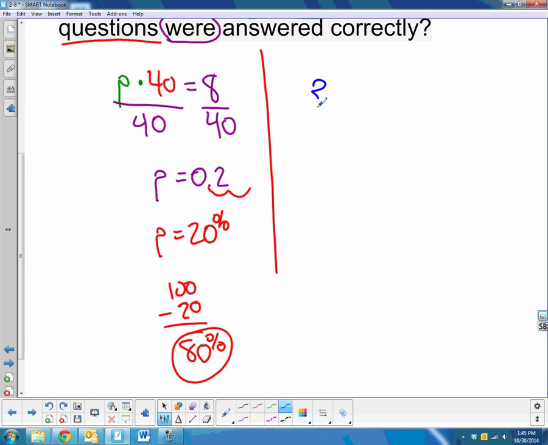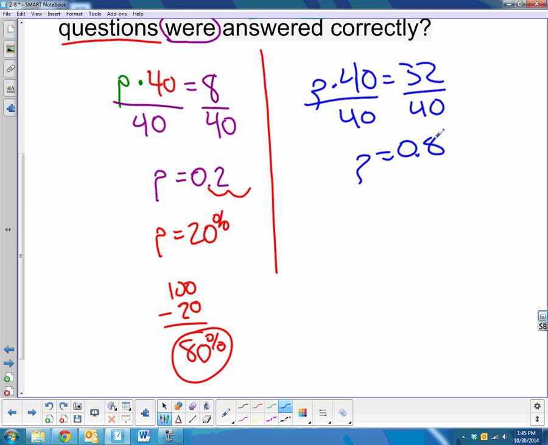So it should have been P times 40 equals 32, because I got 32 correct. Divide both sides by 40. We get that p equals 0.8. If I move the decimal 2 to the right, I end up with p equals 80%. And sure enough, that does work out the way it's supposed to. So, I had to be careful with that one. I hope you were writing a note to yourself, Mr. Gustafson, you were doing this wrong. But it happens, we fixed it, and we got the right answer, 80% correct.